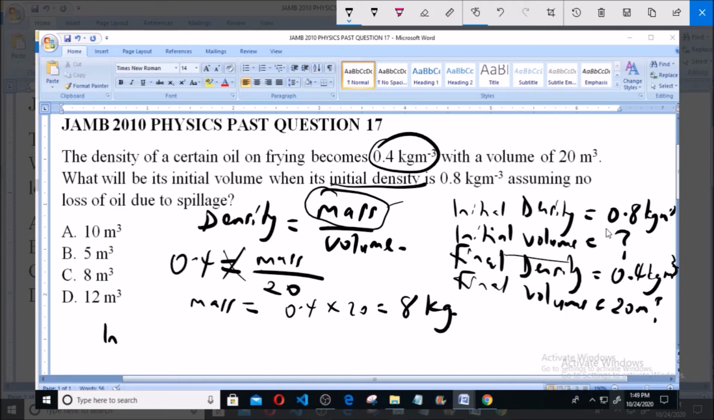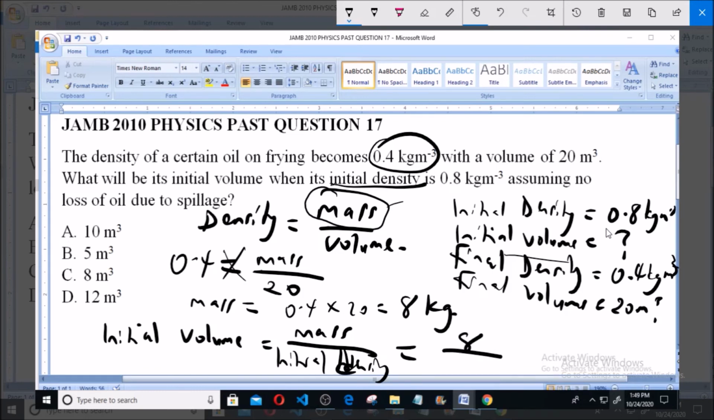Now, to find initial volume, still using this formula but making initial volume the subject of the formula, initial volume is equal to mass over the initial density. And you have those values. So 8 kg divided by 0.8 kg per meter cube, and that is equal to 10 meter cube. 10 meter cube is option A. So 10 meter cube is the initial volume of the oil.